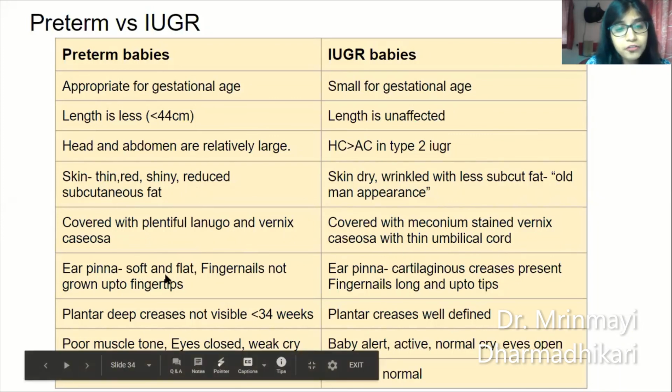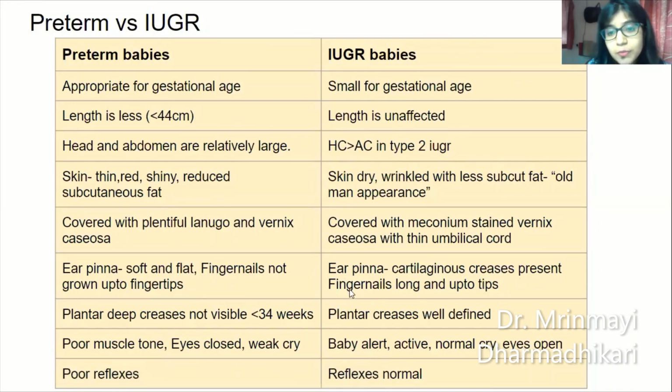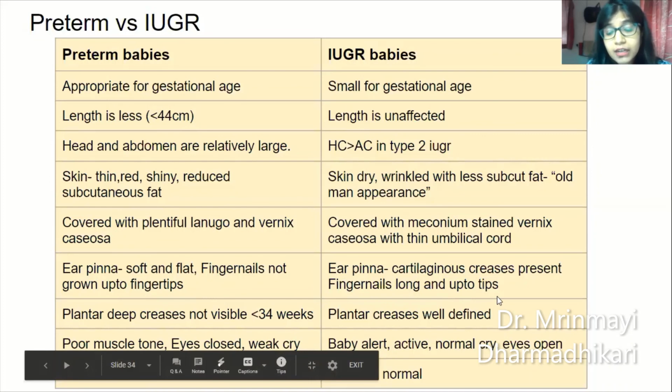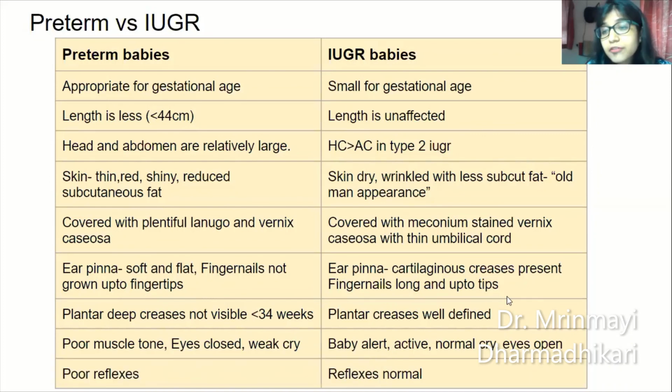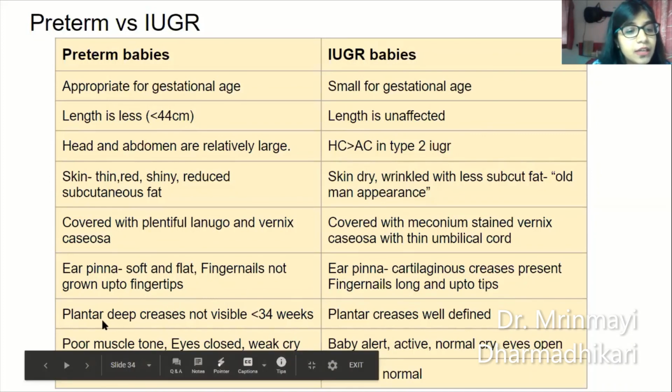Ear pinna, soft and flat in preterm babies, fingernails not grown up to fingertips. In IUGR babies, ear pinna cartilaginous and cartilaginous creases are also present. Fingernails are long and grown up to the tips or even further than the tips in some cases. Plantar deep creases are not visible in preterm babies. Deep plantar creases are well defined in IUGR babies, which are not preterm.